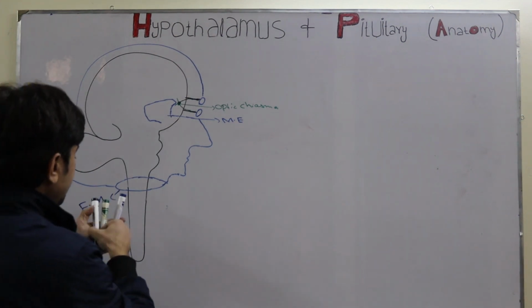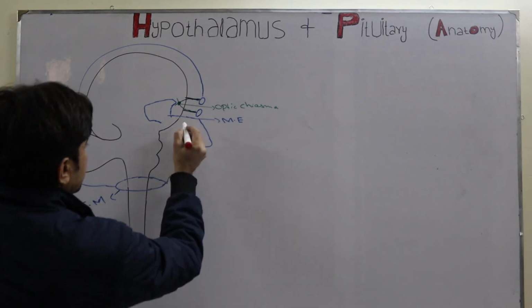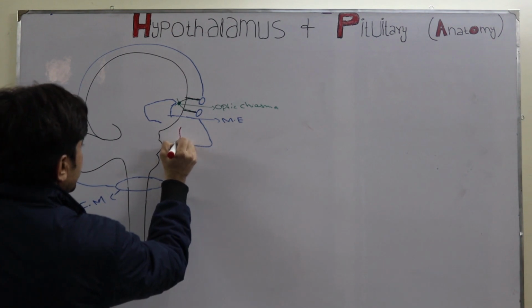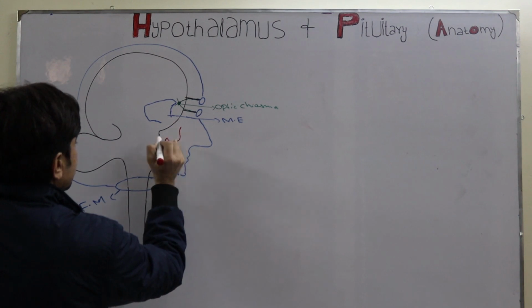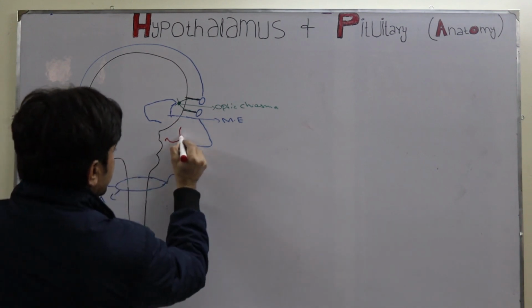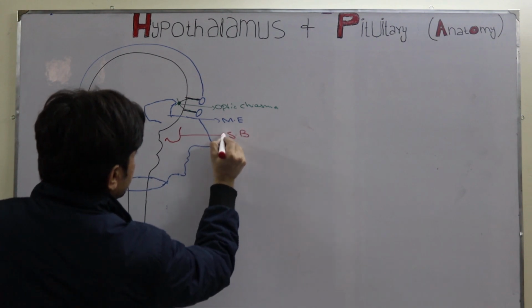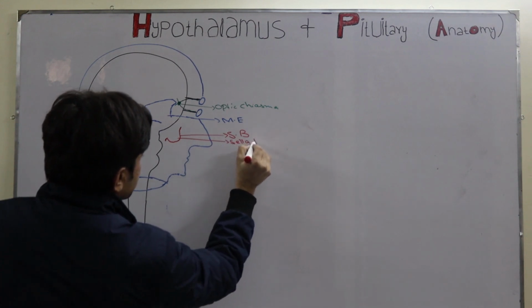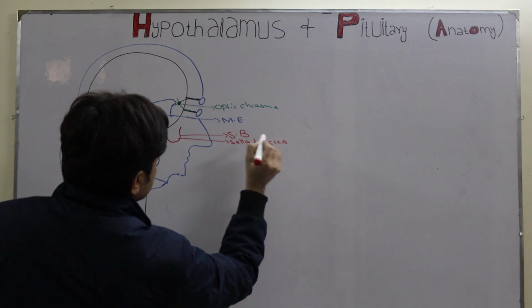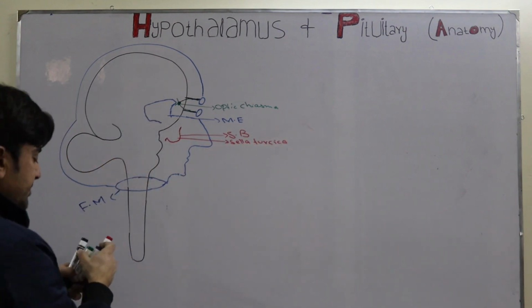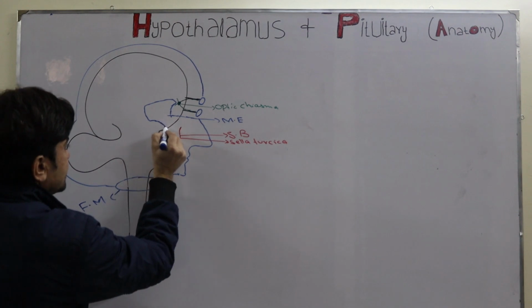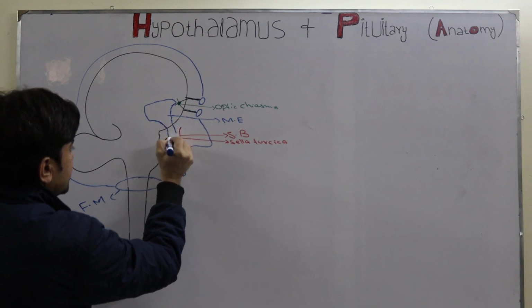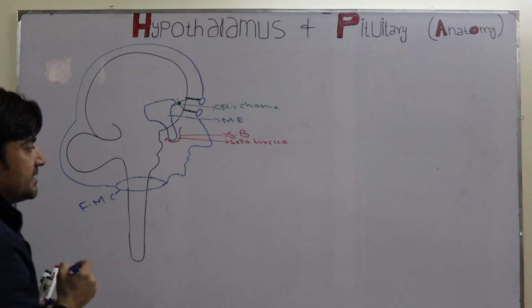And this region here is one skull bone which is called sphenoid bone. This sphenoid bone has a cavity known as sella turcica. So some tissue of hypothalamus extends, and you may say some neurons of hypothalamus extend and they terminate here in that sella turcica.